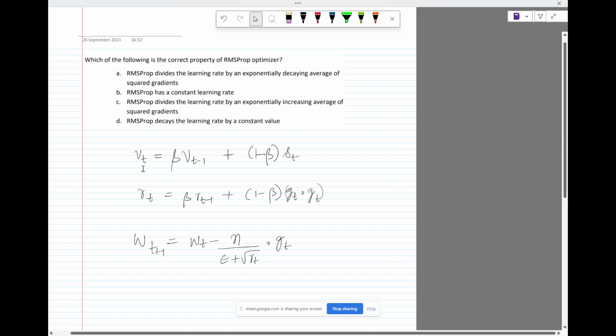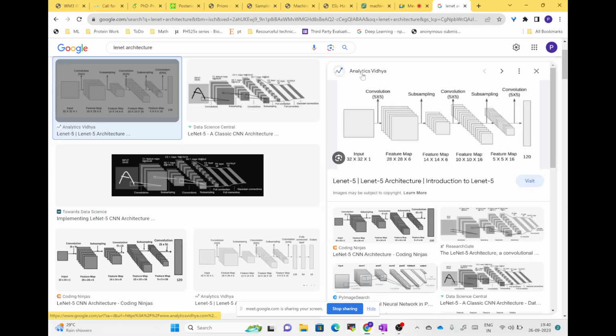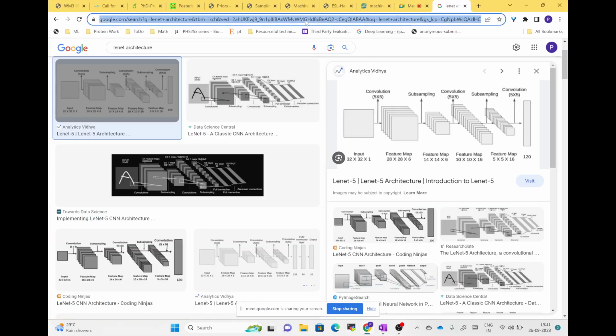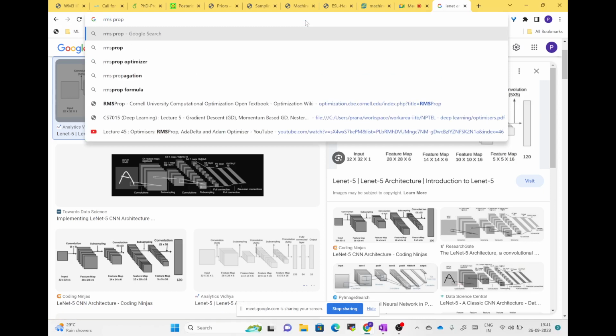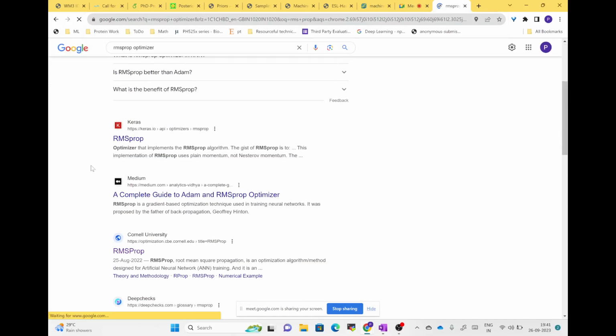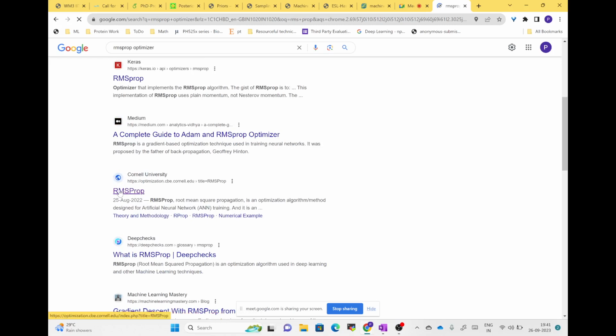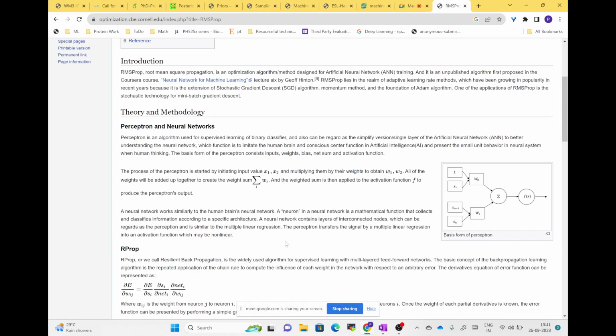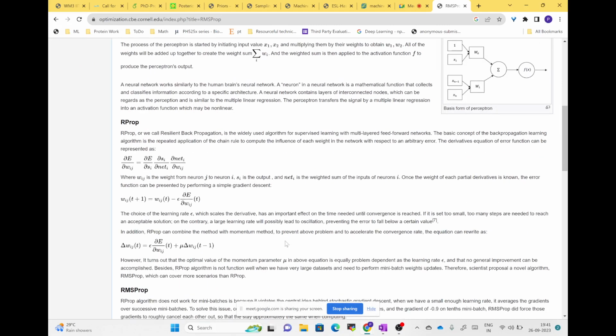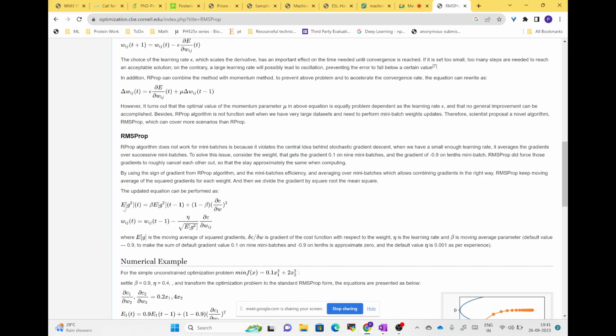One second. I've used this s_t, but wait, let me just check the RMS prop once. Beta times this plus 1 minus beta times this. I guess C is your cost.